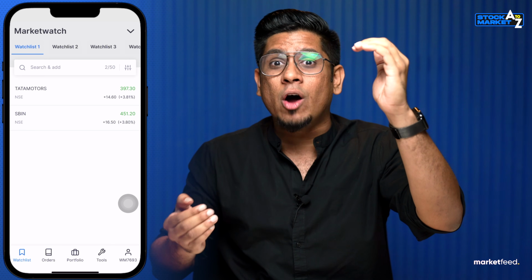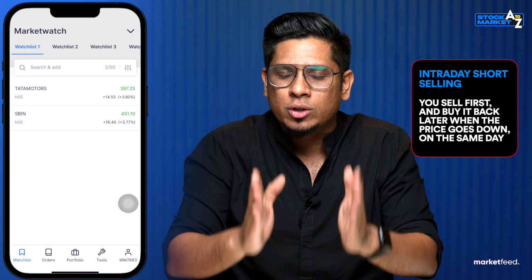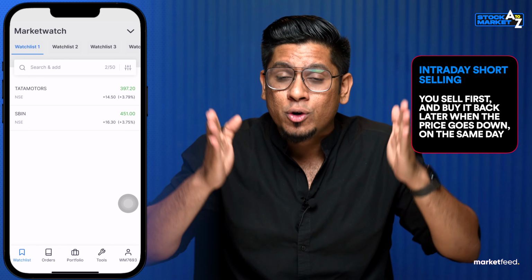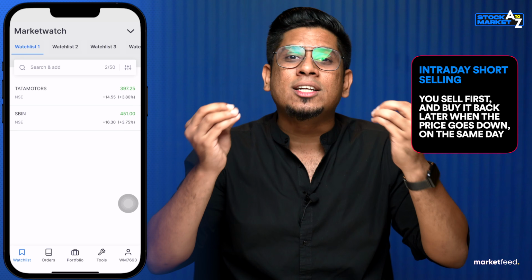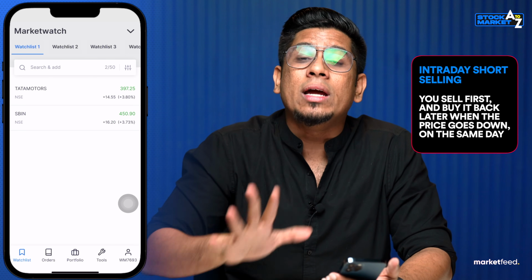So if the price moves down, you make profit. If the price moves up, you will have to exit in loss. So short selling is nothing but you sell first and then you buy later. If you do it in the same day, it's called intraday short selling. Okay, let's see a live demonstration and learn how to do intraday short selling.